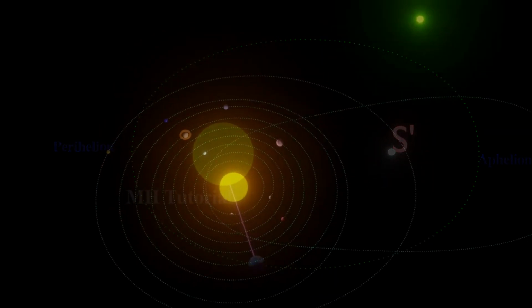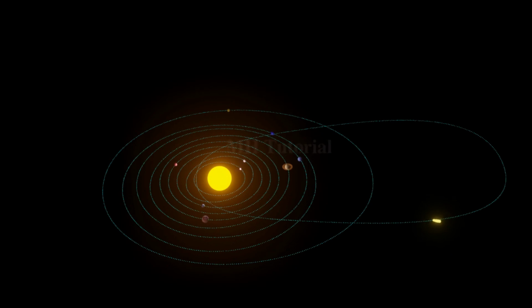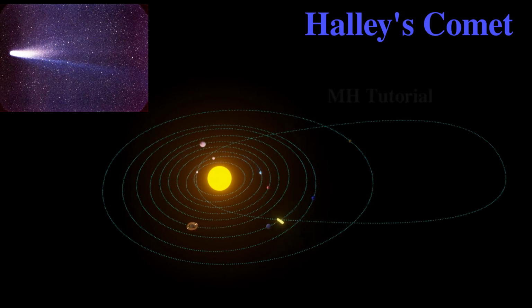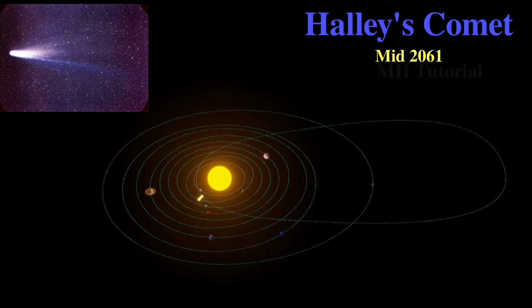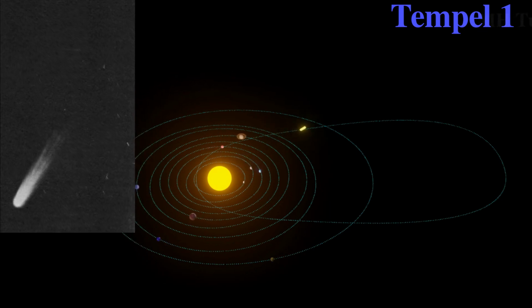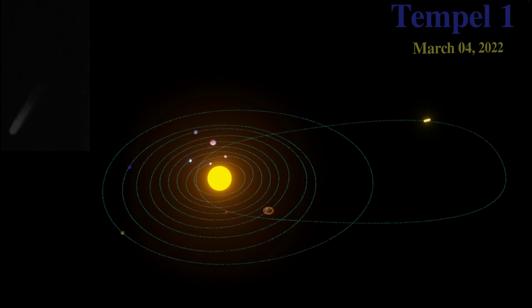Those comets, whose orbits are elliptic, can return to our solar system after a period of time. Like Halley's Comet. It reappears every 76 years. Will be visible again in mid-2061. Tempel 1 is another such comet, which will visit the Sun on March 4, 2022.